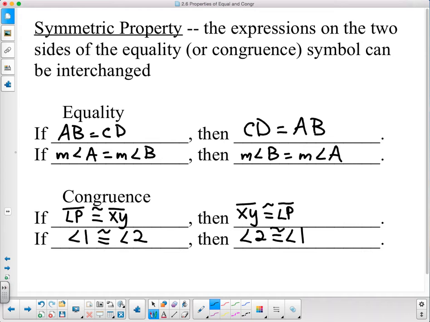A transitive involves 3 equations. So you see 3 blanks for each example on the transitive. There are 2 statements that we'll have in the if part, and then we'll put those together in a certain way to come up with the statements for the then part. Okay, transitive.